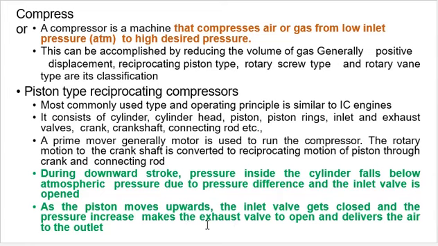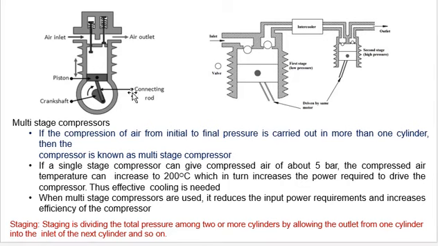As the piston moves upward, the inlet valve gets closed and the pressure increases, which makes the exhaust valve open and delivers the air to the outlet. So you can see from this construction diagram, this is the inlet valve, this is the air outlet, this is the piston, this is the crankshaft connecting rod, and this is the staging of the compressor.